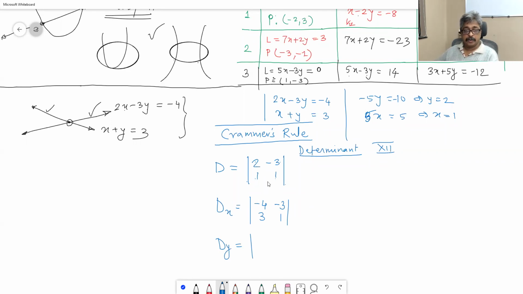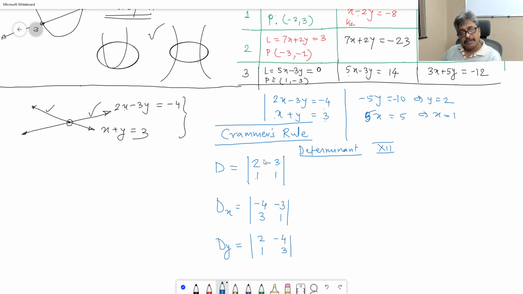For Dy, I keep the x entries the same, 2, 1, then minus 4, 3. This is the representation of these six numbers that we have: 2, 1, minus 3, 1, minus 4, 3. To find x, the RHS entries go in the first column, and to find y, in the second column. First variable for the first column, second variable for the second column.